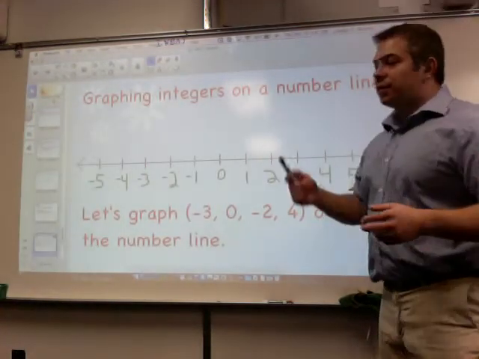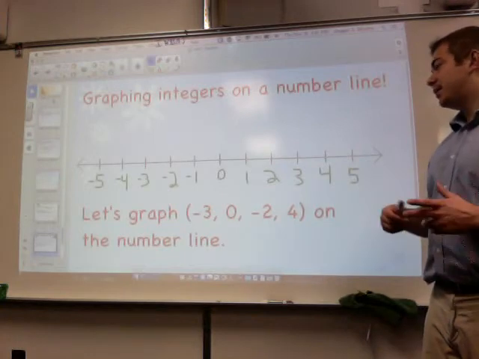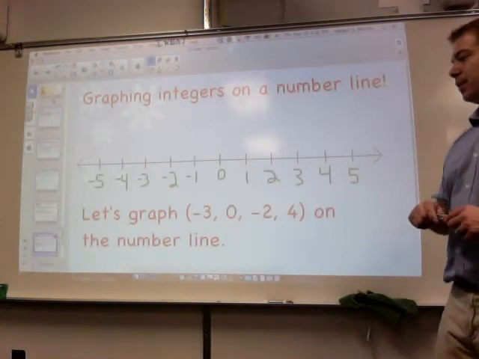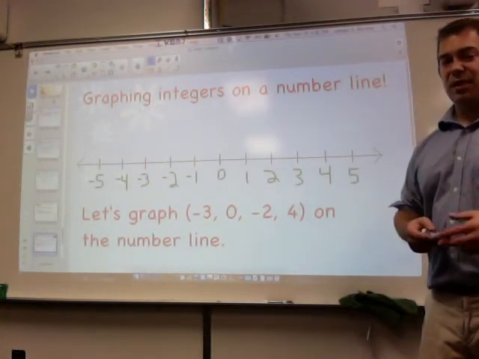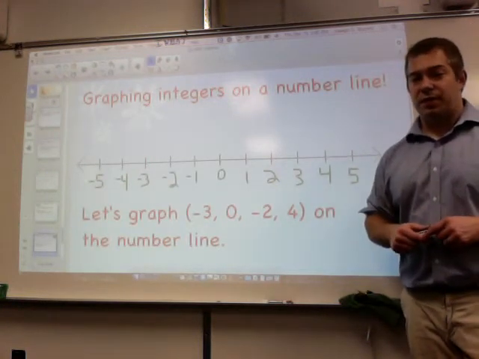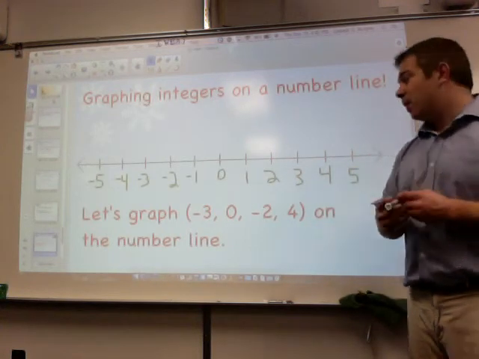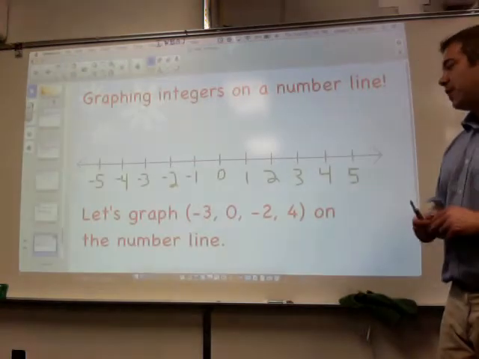Now, this lesson will also require you to graph integers on the number line, and you all know a number line. Here's one from negative 5 to 5, but of course it goes on forever. Now, how do you graph it? This is going to seem really simple, and I'm almost wondering why am I even teaching you this, because I know in 5th grade you learned this because Ms. Riggs is a great teacher, but I'm going to do it anyways because it's my job. Let's graph negative 3, 0, negative 2, and 4 on this number line.